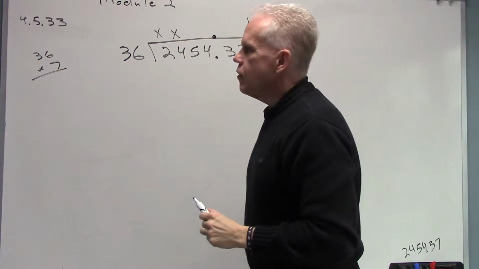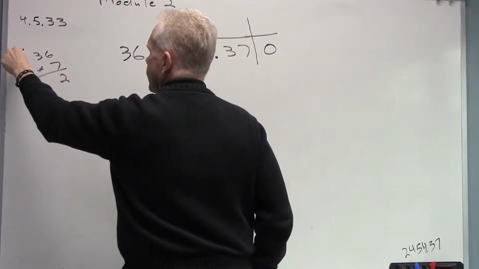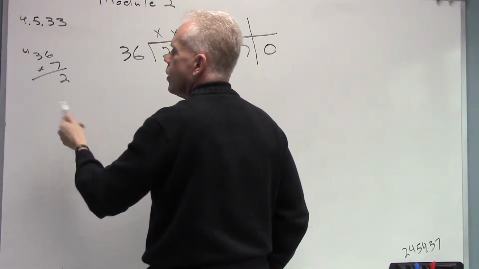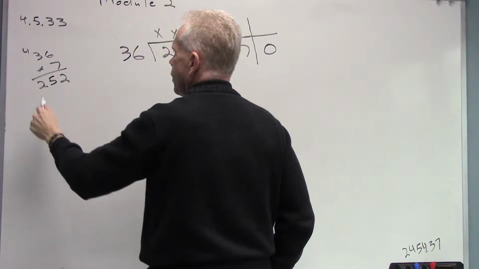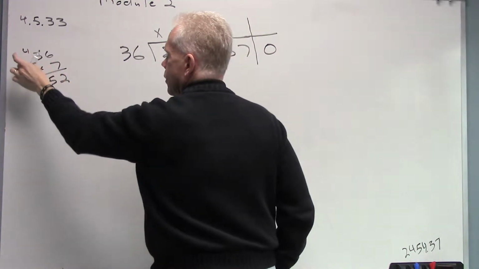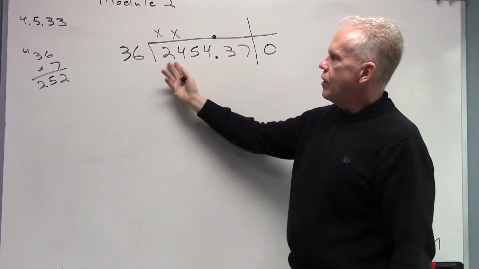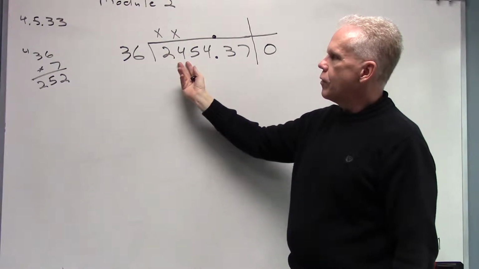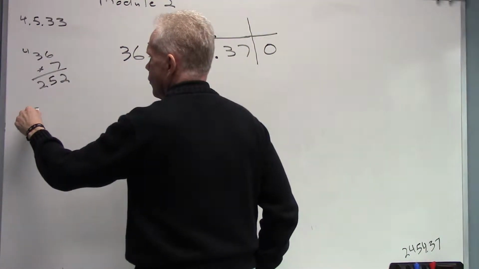7 times 6 is 42. 2 carry 4. 7 times 3 is 21. 21 and 4 is 25. Okay, let me double check that. 7 times 6 is 42. Okay, so good. Now, that's really close, but it's too much. It's right above 245, so it's going to have to be 36 times 6.